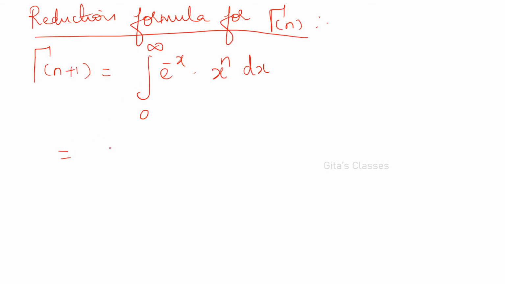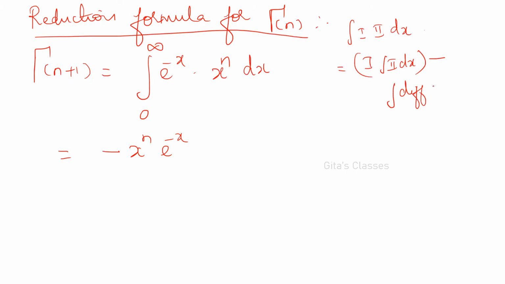So using integration by parts, the integral of x power n into e power minus x. Suppose you have integral of first function into second function into dx, then I can write it as first function into integral of second function dx, minus integral of differential of first function into integral of second function dx. This is the formula for integration. Now I am going to apply this. I am going to take x power n as the first function, e power minus x as the second function.